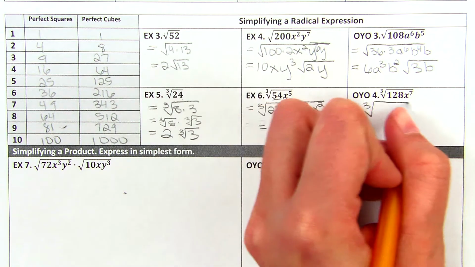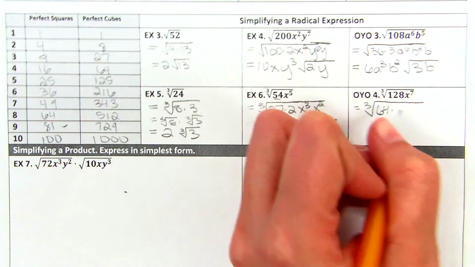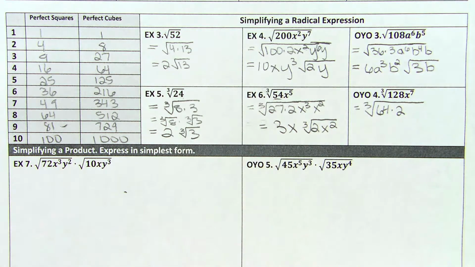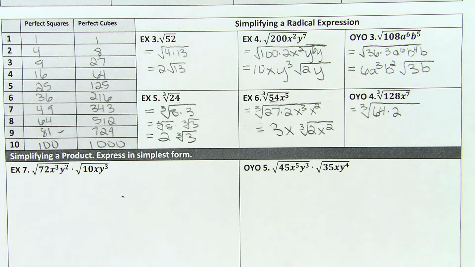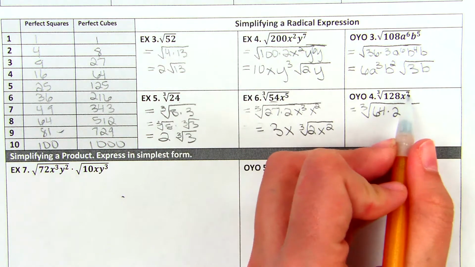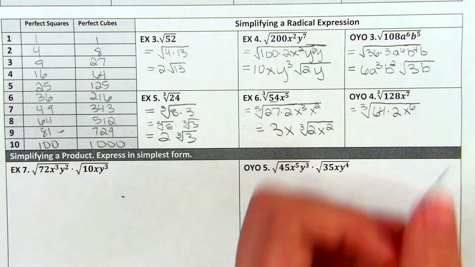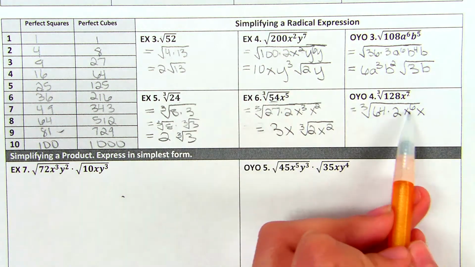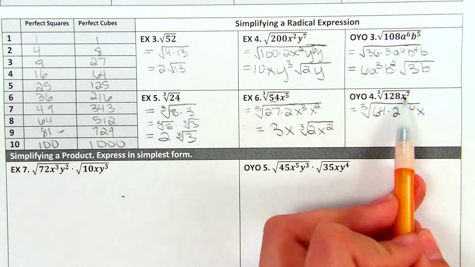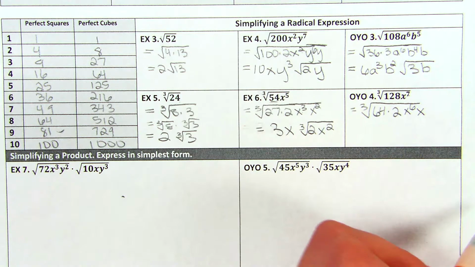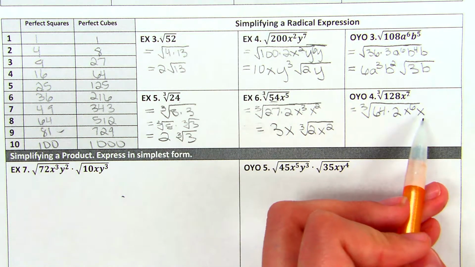So we have the cube root of 64 times 2. Now with our variable, what is the largest multiple of 3 that is less than 7? Remember, we're thinking like 3, 6, 9, 12. Those are our multiples of 3. Okay, the largest multiple of 3 less than 7 is 6. So I have x to the 6th. How many x's would be left? Just 1. So x to the 6th times x would give me x to the 7th. So we've done this correctly. We've split this up correctly.